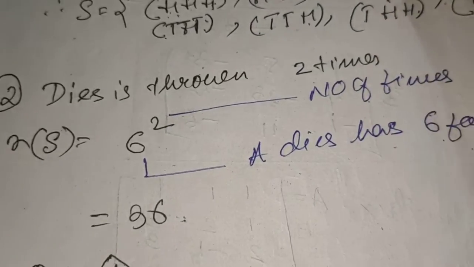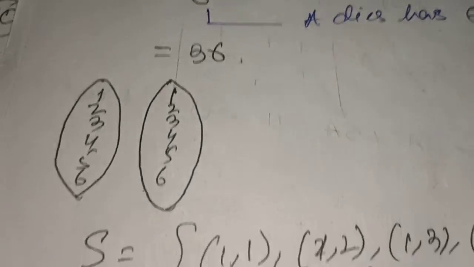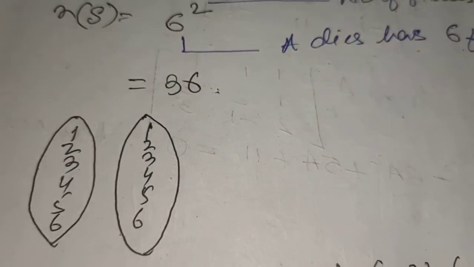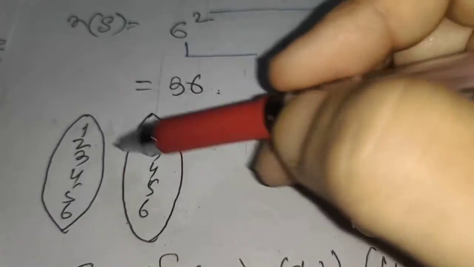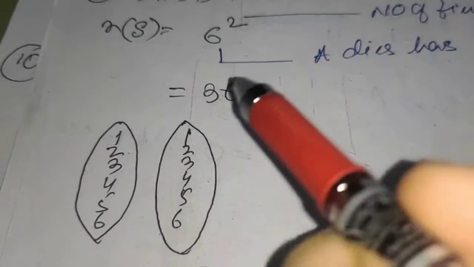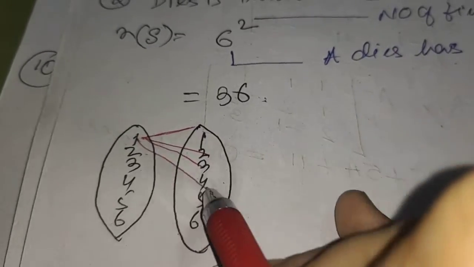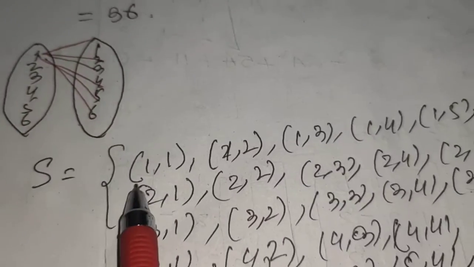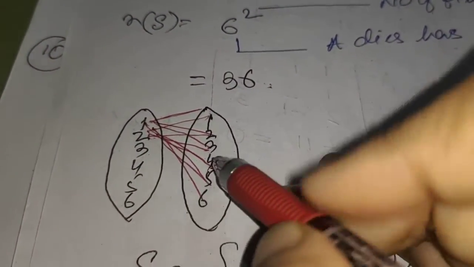Now how to write down all the ordered pairs, that means all the elements of the sample space? Let me write down both the sets of the 2 dice in a mapping format. So it is (1,1), (1,2), (1,3), (1,4), (1,5), (1,6). Then (2,1), (2,2), (2,3), (2,4), (2,5), (2,6).